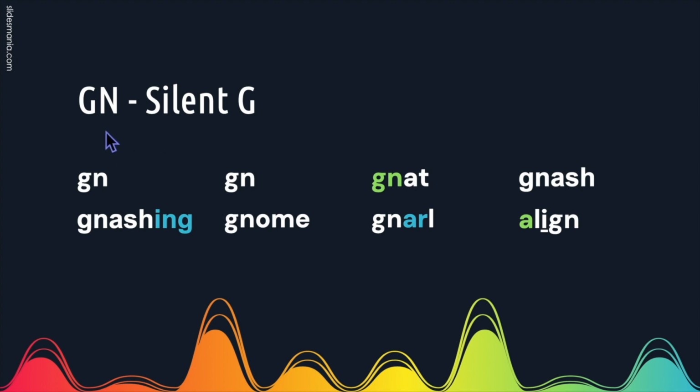If you start a word with G and N, the G will be silent. So this sound is n. Gnat, gnash, gnashing, gnome. AR says R: gnarl. Right here, this GN will just have the sound of n. The A is at the beginning of a word, and A at the beginning of a word often schwas and takes on a muffled sound. This I will be long, so this word is align.